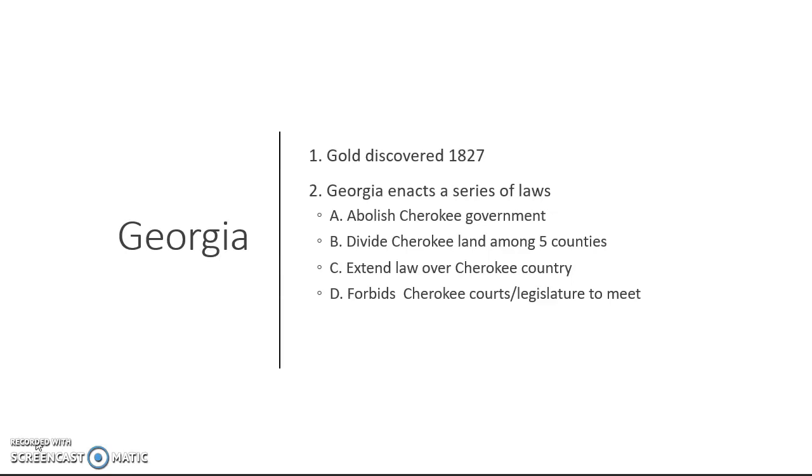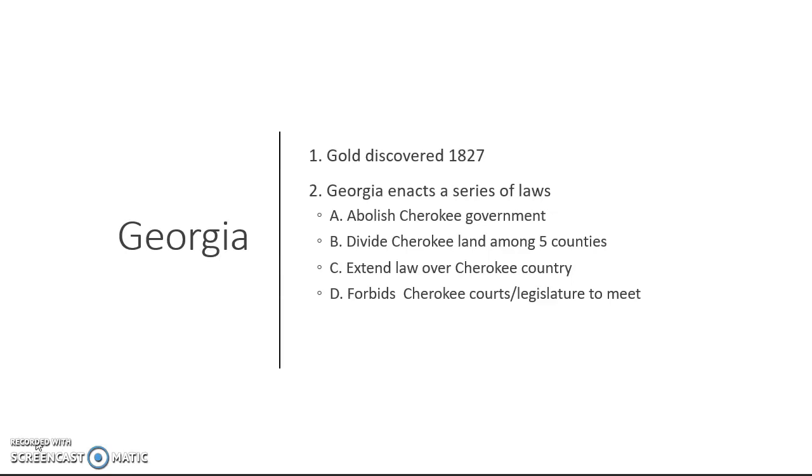We see Georgia, in an attempt to get the Cherokee off their land, enact a series of laws that cause the Cherokee Nation to eventually go to the Supreme Court. So the Cherokee are basically within the confines of Georgia, and Georgia decides to enact a series of laws.